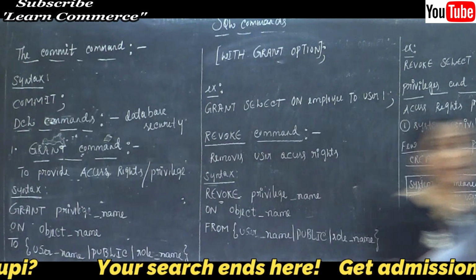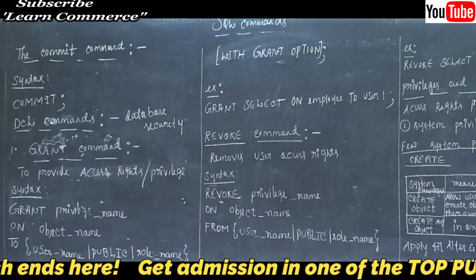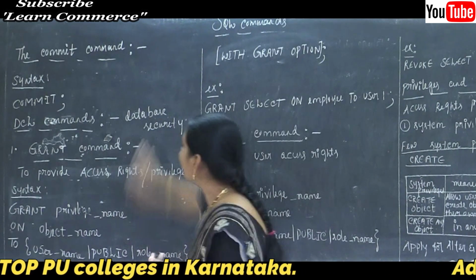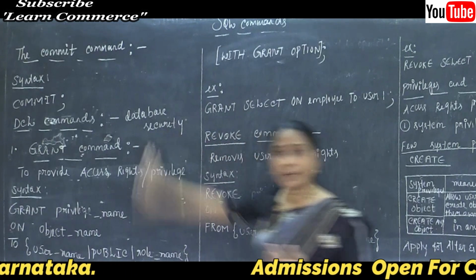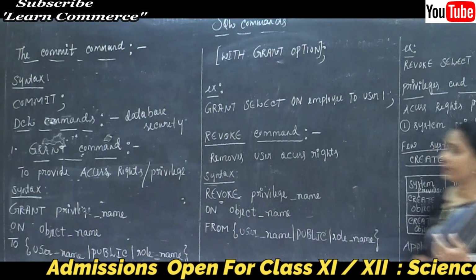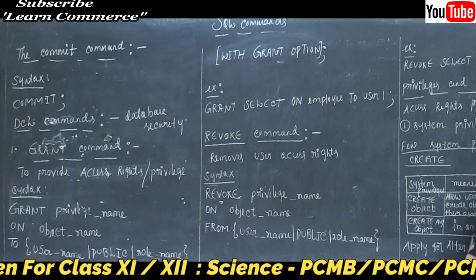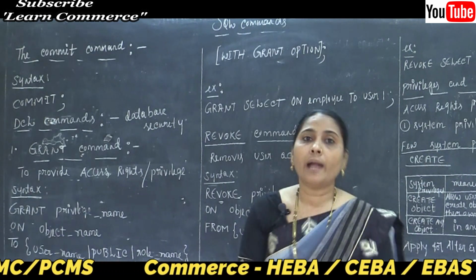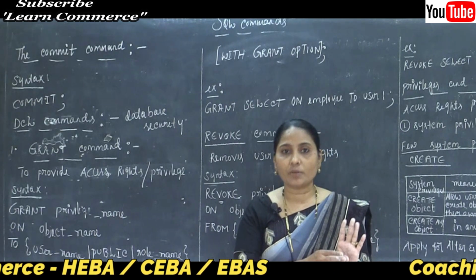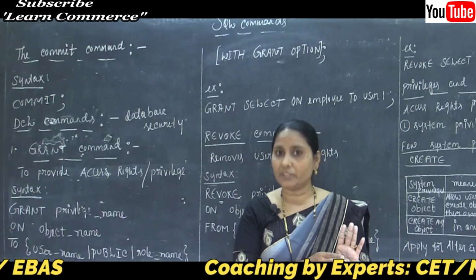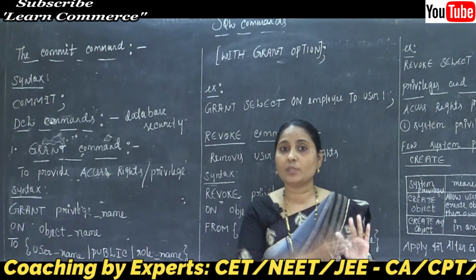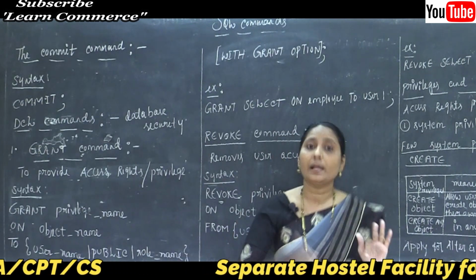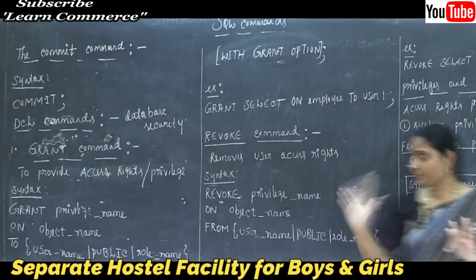Now after completing the DCL command, we know that DCL commands are used to enforce database security. It provides security to the database by using the grant command as well as the revoke command. And we know that the grant command grants the permission to the user, and revoke means whatever permission was granted to the user, it takes back the permission from the user.